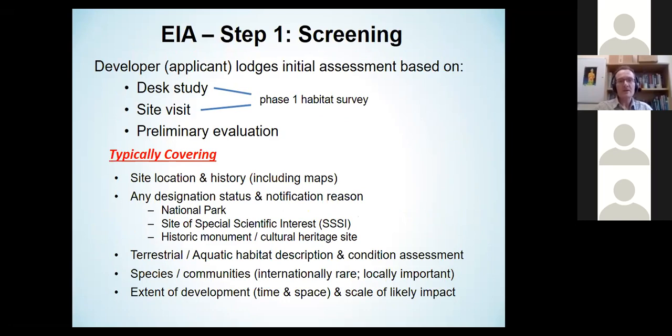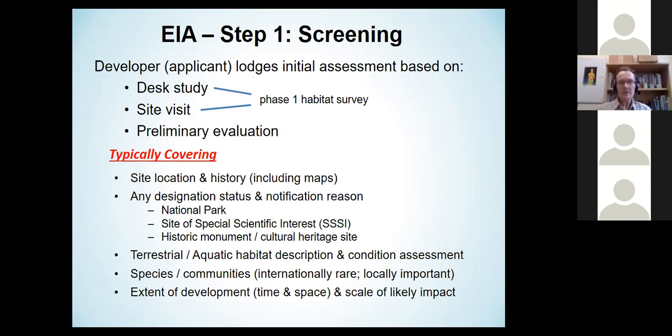In this screening step, the developer, the group, company, or agency that wants to make the project will typically go through some kind of consultant to establish a baseline. To do that, they'll do a desk study. They'll visit the site and conduct what here we refer to as a phase one habitat survey. So this is to identify the types of habitats in the area and whether they are locally rare or regionally rare, etc. And then you can make a preliminary evaluation as to how big the impact is going to be, and how important the site is for natural features or societal and cultural features.